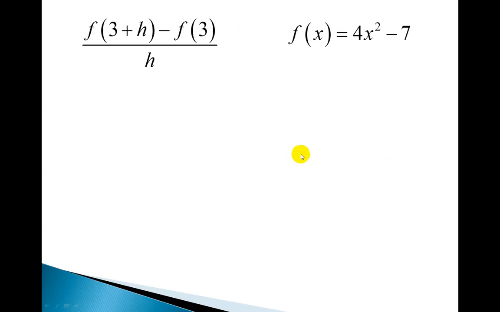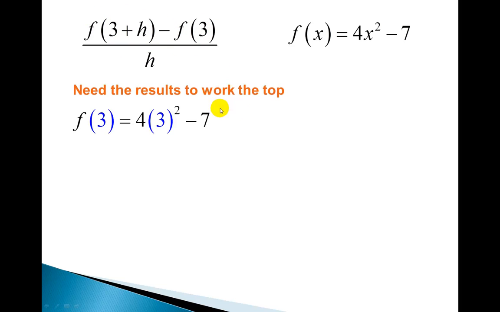Okay, let's see what this is going to look like. We first have to get the results for these two pieces, the top of it. So we're going to take that 3, plug it into the equation, and then crunch it out. We got that 29. So that's the same result we got earlier. That's kind of nice.